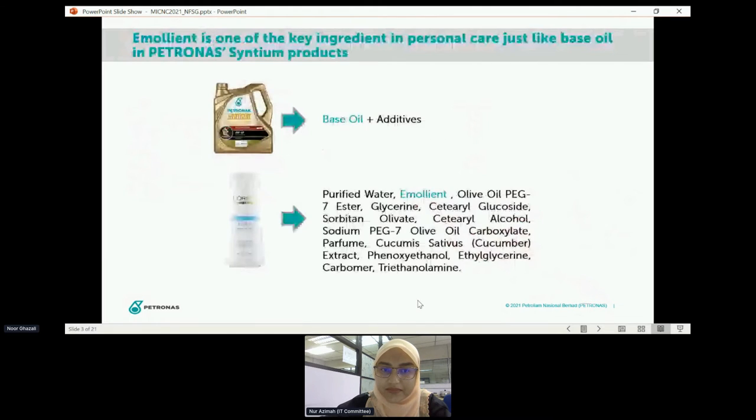Just like a base oil in Petronas lubricant products, emollient is one of the key ingredients in personal care. So, for example, for the sample provided here, the cleansing milk product, there are various ingredients used to formulate this product, and one of them is emollient. Based on this listed ingredient, which is listed in descending order of predominance, we can see the emollient is the second most used ingredient in the formulation of this cleansing milk.